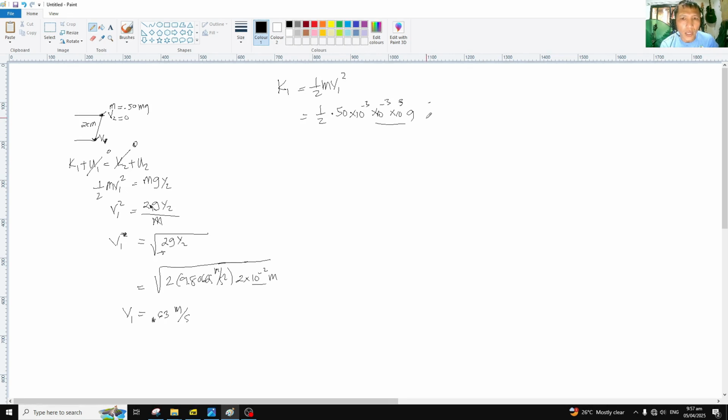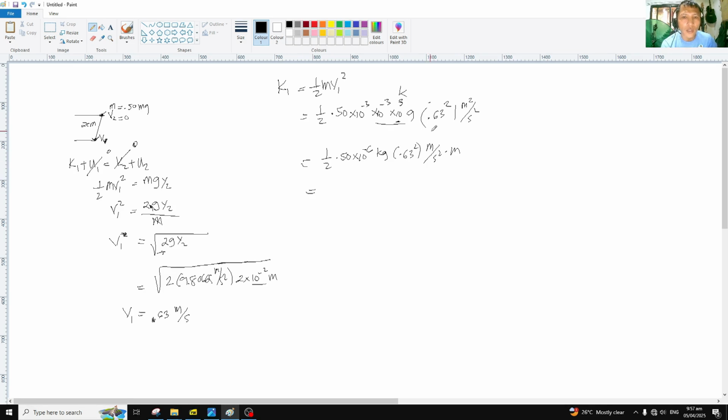V1, so that's already computed. So that is 0.63 squared. You have your meter squared per second squared. So 1 half times 0.50 exponent negative 6. So the negative 3 nga negative 3, that is negative 6. Tapos bubutangan ko inihin kilo. Okay? So diretso na ako. Times 0.63 squared. Tapos, meters per second squared is bubutlag ko meter.